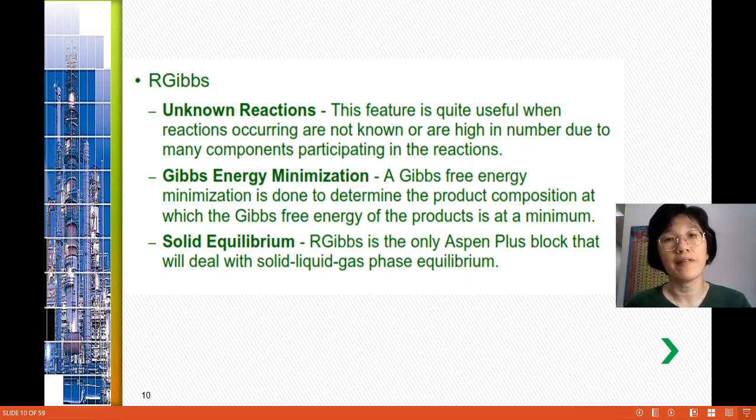So the other type of equilibrium-based model is R-Gibbs, and the solution of R-Gibbs will be based on the minimization of Gibbs energy. And one point over here is if you have unknown reactions, then it is actually quite good for you to use R-Gibbs. Meaning, if you are having limited information on the reaction, then just use R-Gibbs. And one of the advantages of R-Gibbs is it can handle solid equilibrium. Meaning, if you are having solid, liquid, and gas phase equilibrium, you can go for R-Gibbs.